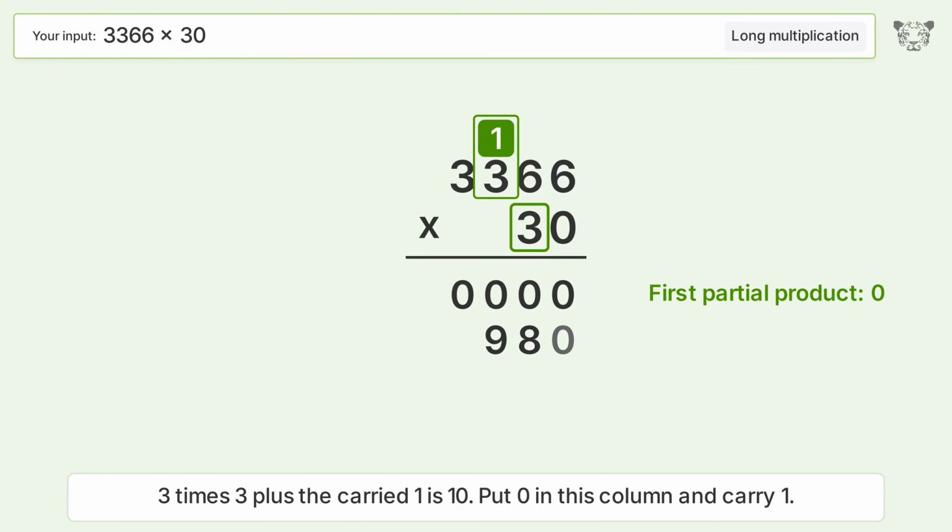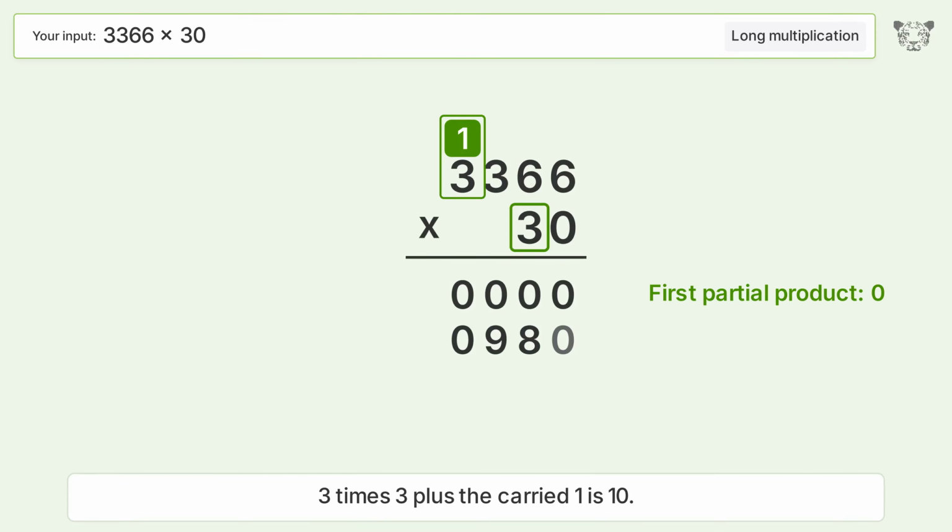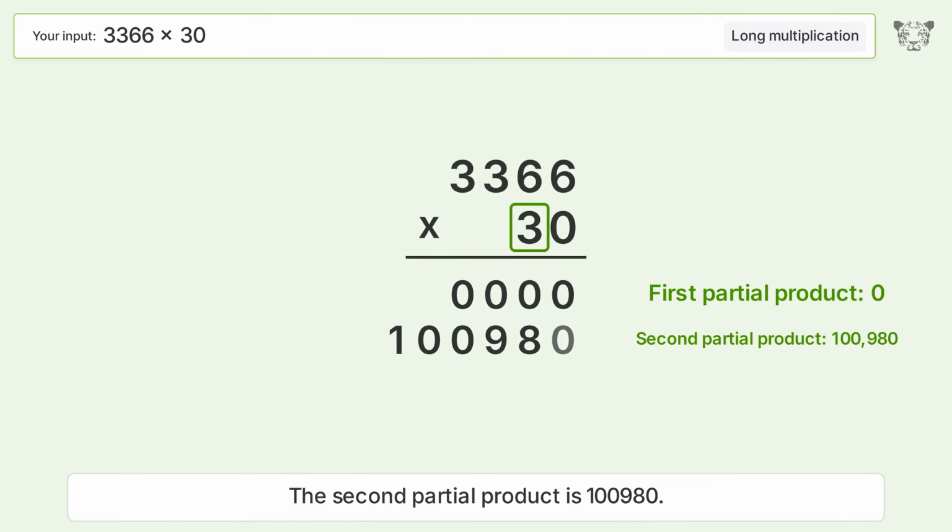3 times 3 plus the carried 1 is 10. Put 0 in this column and carry 1. 3 times 3 plus the carried 1 is 10. The second partial product is 100,980.